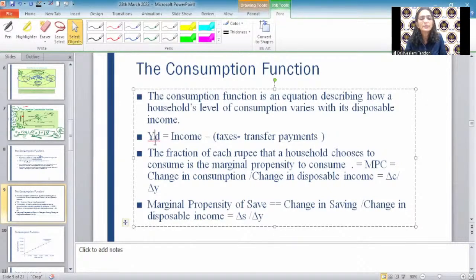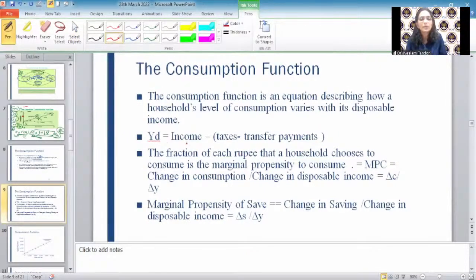Disposable income is income minus taxes minus transfer. Basically, minus becomes plus, no? So transfer payments will be added here. So YD is income, this is national income of the country, minus taxes plus transfer payments. Okay, this I've already told you.